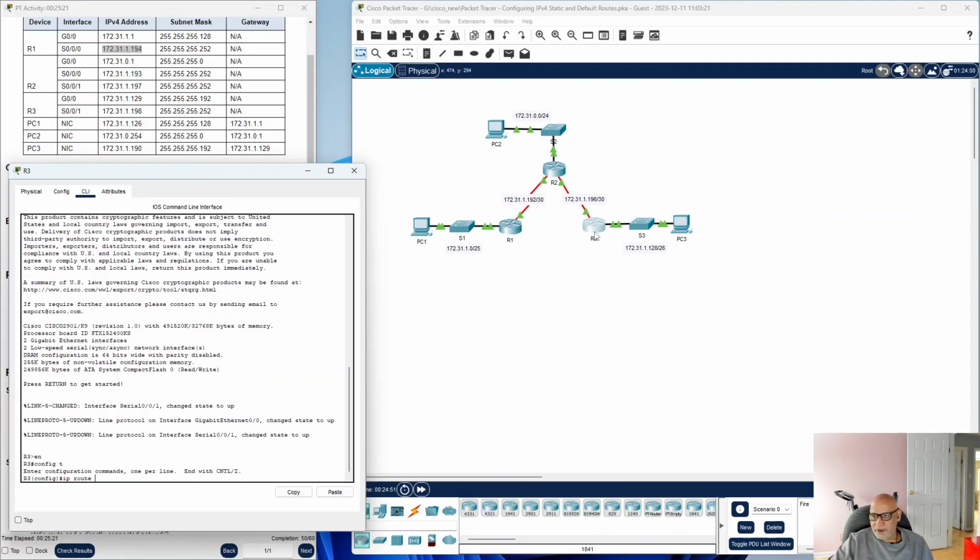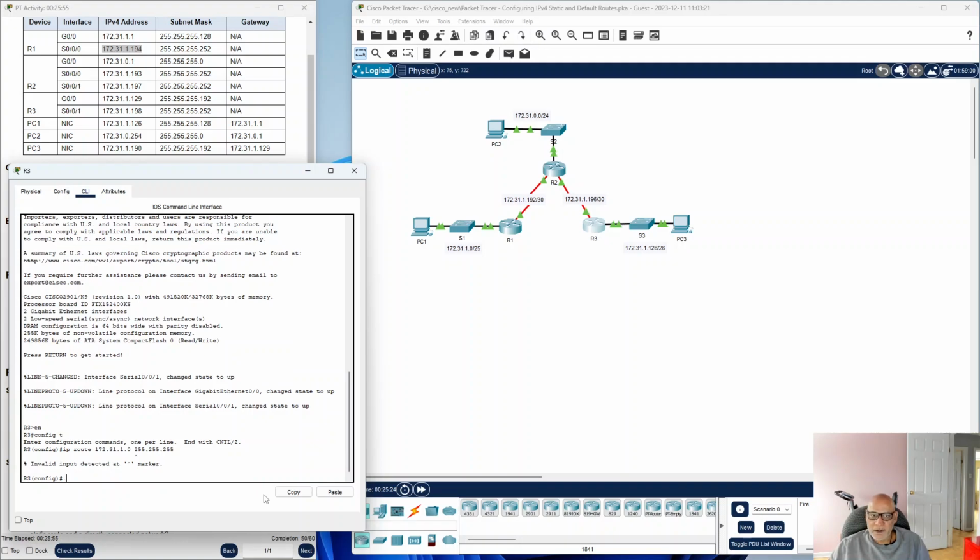Now let's start with, again, the order is not important. You can start from here, with this network, or this one. So I'm going to start with this network first. 172.31.1.0. Subnet mask 255.255.255. Oh, sorry. Let's try it again.